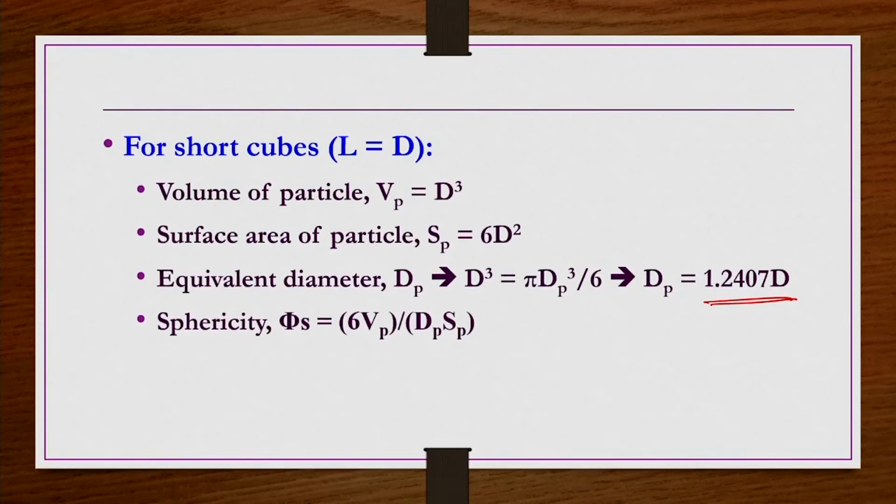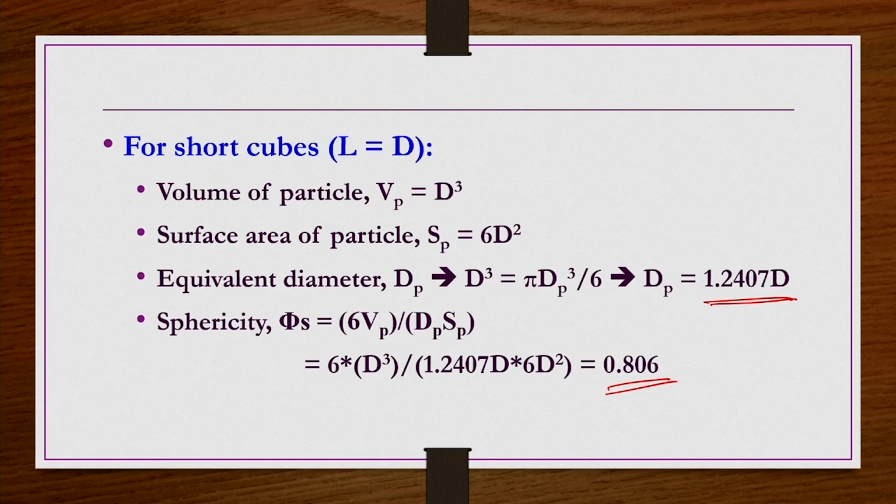Then sphericity phi s is 6 Vp by dp Sp. When you substitute here Vp is d cube, Sp is 6 d square, dp is 1.2407 d, and then do the calculation, sphericity is 0.806. For short cubes it is 0.806.